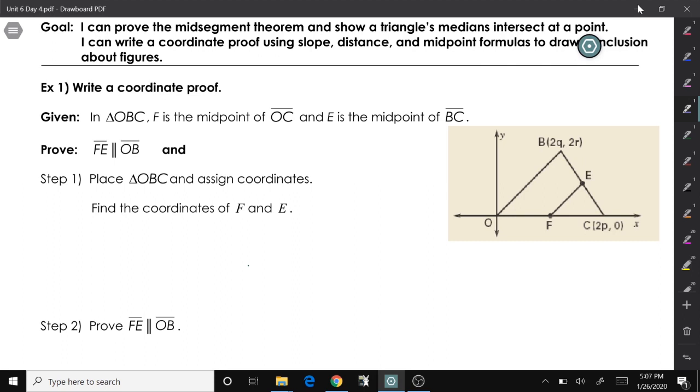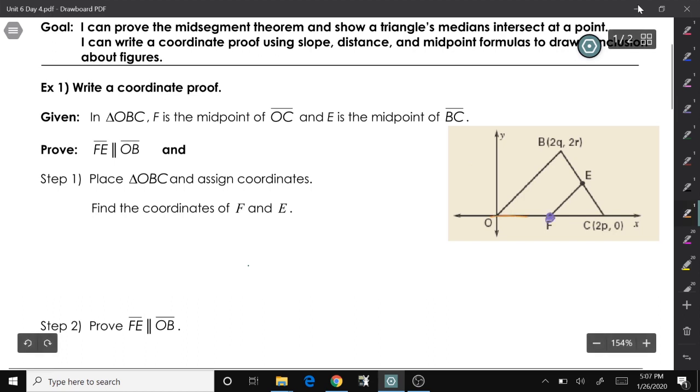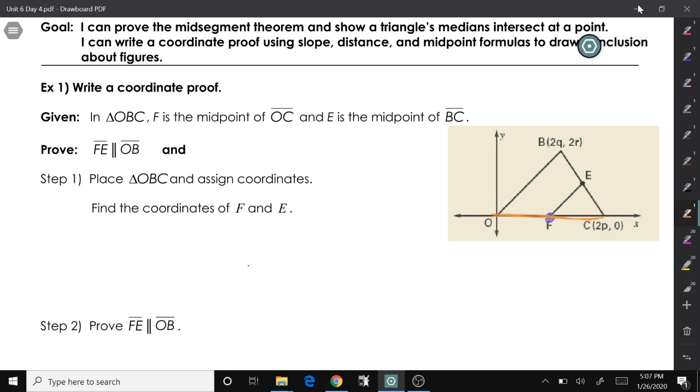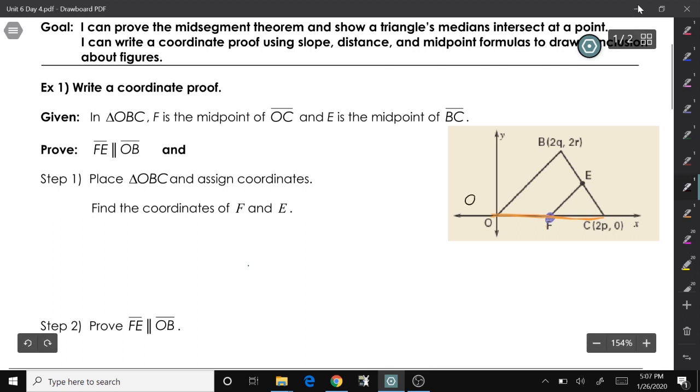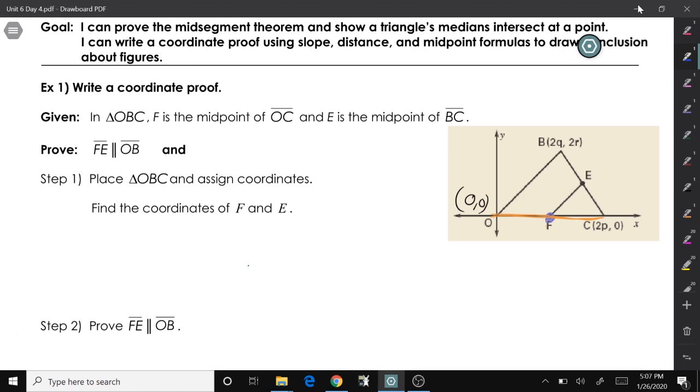F is the midpoint of OC. So F is the midpoint of this whole segment. Well, if F is the midpoint of this whole segment, right here we have (0, 0). If you calculate the midpoint between these two, the coordinates of F will be (p, 0). So we'll leave that in for now. It's halfway in between. If this whole distance is 2p, that means half that distance will just be p.